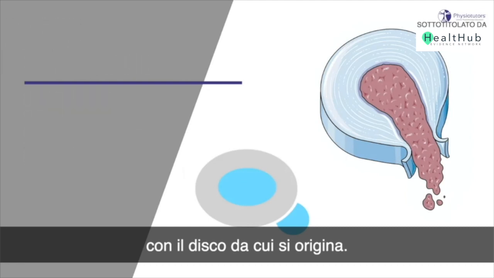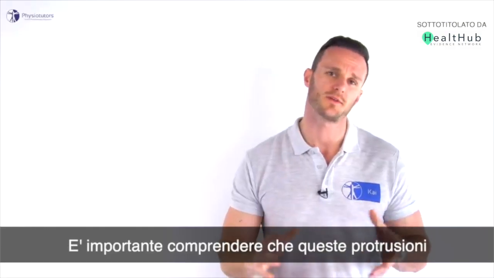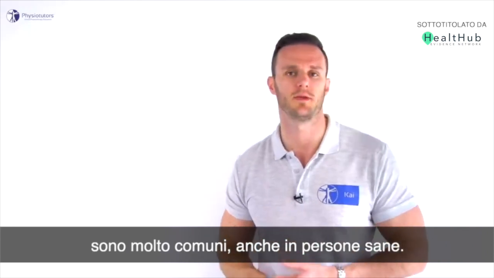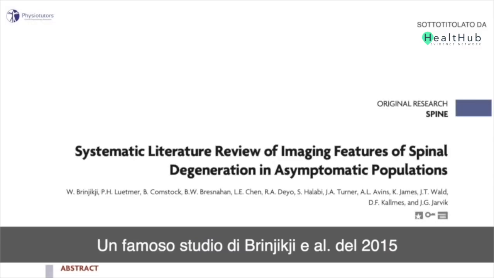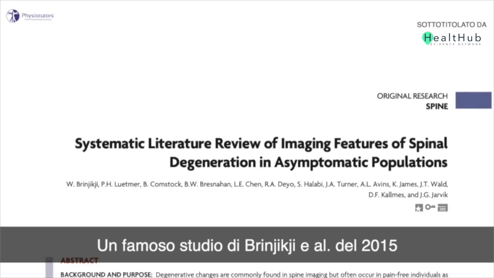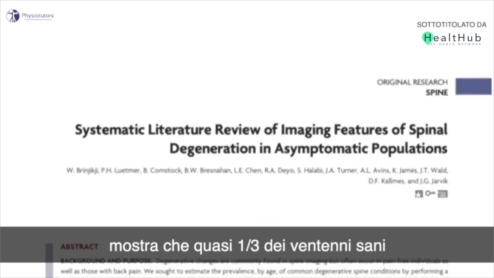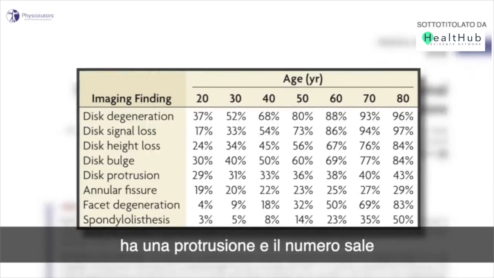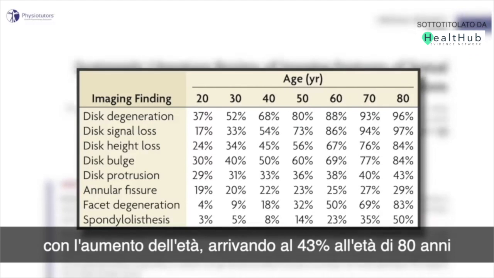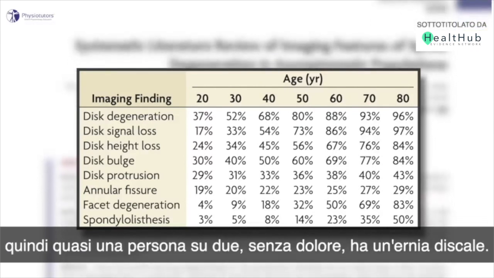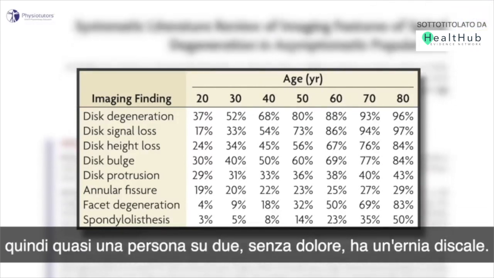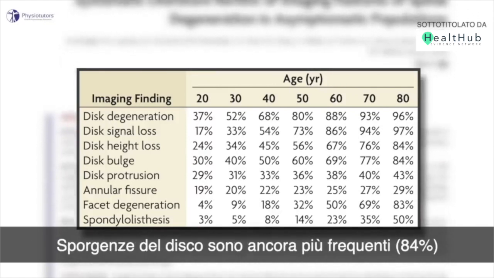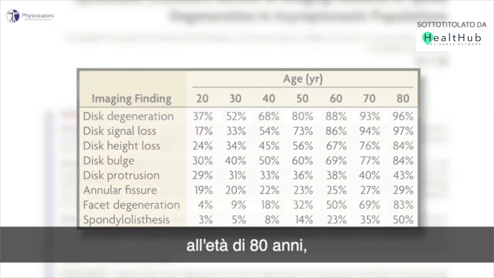It's important to realize that disc protrusions are very common, also in healthy people. A famous study by Brinjikji et al. in the year 2015 showed that almost 1/3 of healthy 20-year-olds have a disc protrusion. The number increases with age, up to 43% at the age of 80. So almost every second person without low back pain has a herniated disc.